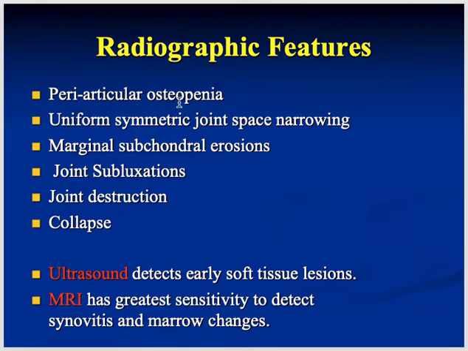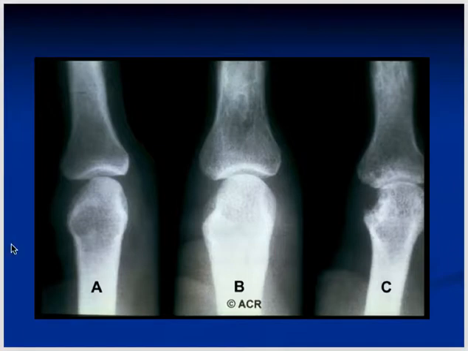What are the radiographic features? Periarticular osteopenia, uniform symmetric joint space narrowing, marginal subchondral erosions, joint subluxation, joint destruction, and collapse. Ultrasound detects early soft tissue lesions, and MRI has the greatest sensitivity to detect synovitis and marrow change. I already showed you this one; you can see the changes over here very clearly.